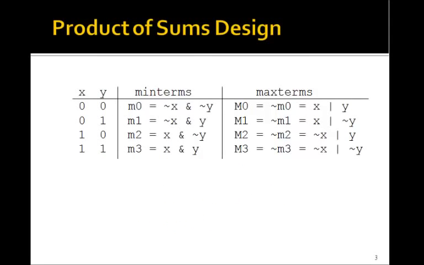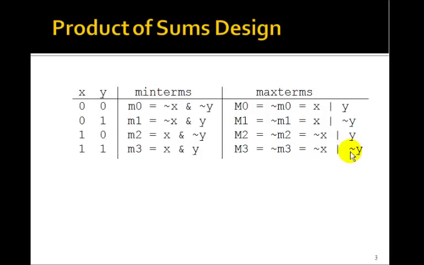Now we can do the same thing with the other ones. Big M1 is just not little m1. That is not min term m1, but min term m1 was not x and y. Again, applying De Morgan's theorem, we'll end up with x or not y. Big M2 is not little m2. Well, min term m2 was x and not y. Again, apply De Morgan's theorem, you get not x or y. And big M3 is not m3. Apply De Morgan's theorem to x and y, you get not x or not y.